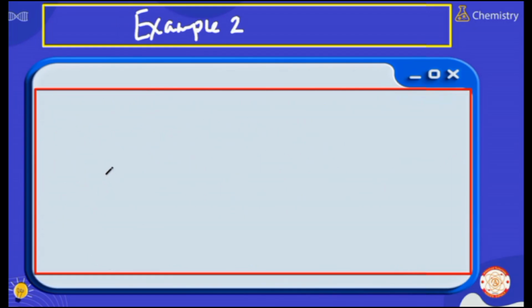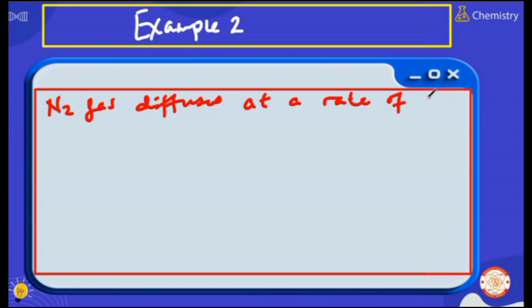Another example. Nitrogen gas diffuses at a rate of 3 meters per second. Find the rate of carbon dioxide.